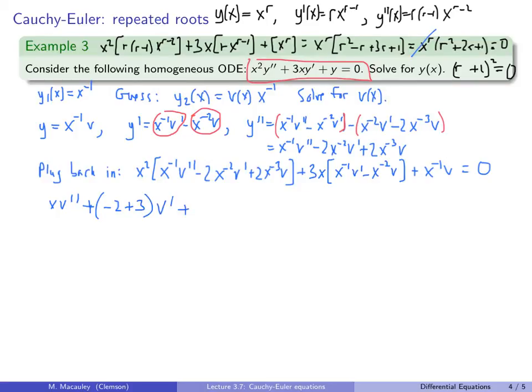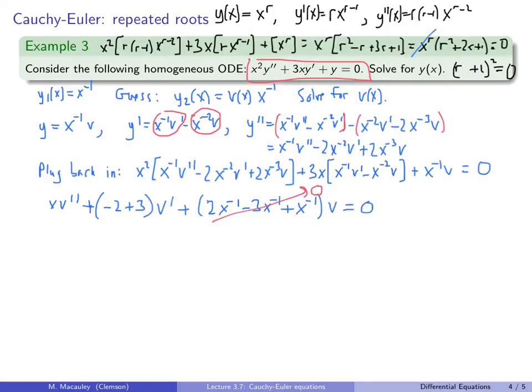And then how many v's do we have? So v's, let's count them. There's a v. The coefficient is 2 times x to the minus 3 times x squared, that's going to be x to the minus 1. We have another v up here, that's going to be minus 3. So minus 3 x inverse times v. And then we have a 1 here, so plus x inverse times v equals 0.